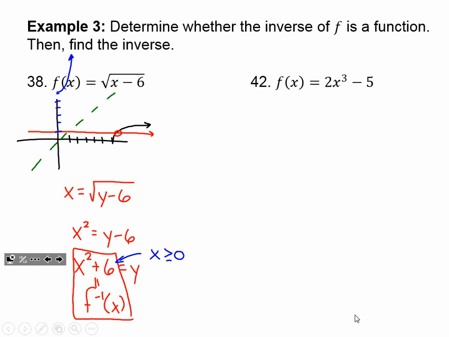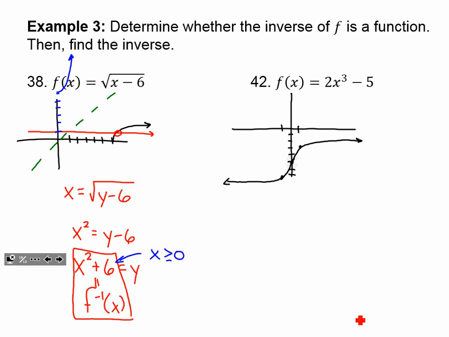Number 42, here I've got a cubic function. It's twice as tall, and then 5 units down. So I'm just going to rough in a quick sketch of that. We could use a calculator table to make a much more accurate one, but this is what it looks like. Does it pass the horizontal line test? It absolutely does. Everywhere I would draw a horizontal line, I would only intersect that graph once. So we're good to go.